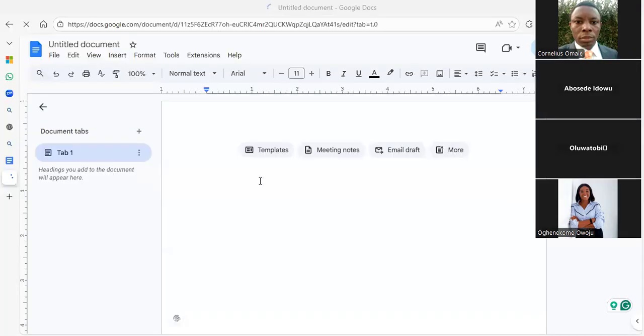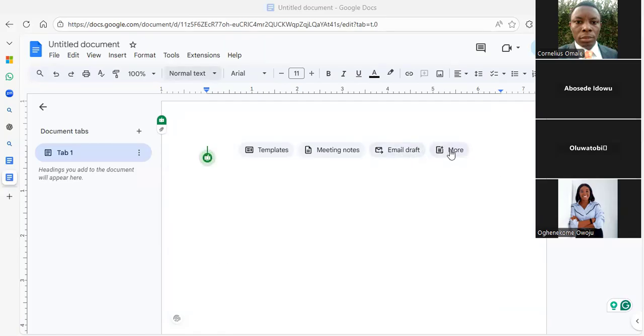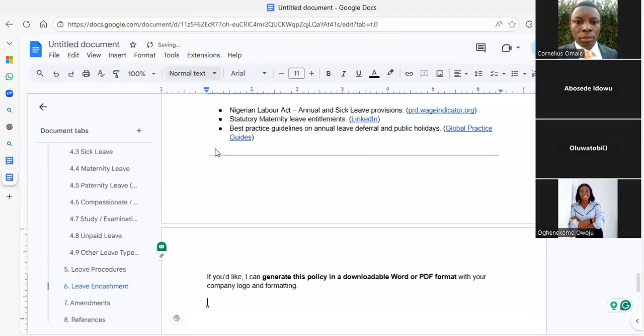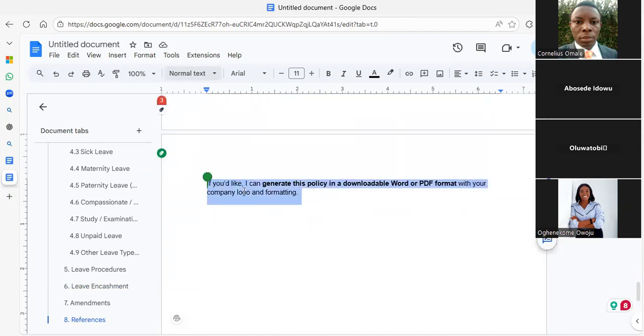Now look at Google for you. It's telling you that there is a template, meeting notes, email, and more. Are you seeing it? So do we want to use any template? No, we just want to customize our thing. So I've copied from ChatGPT already. I place it here. Can you see? Everything is segmented. Now begin to do your cleanup.